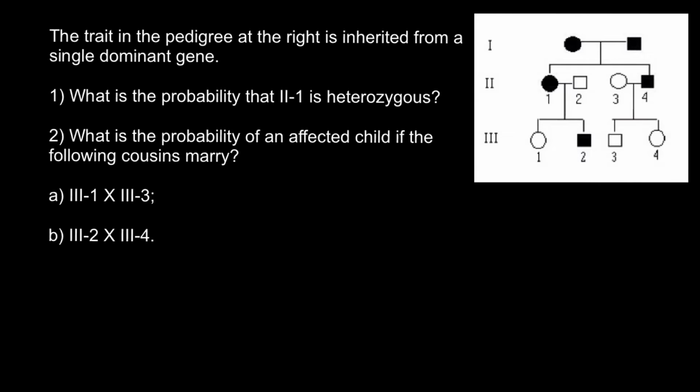The trait in the pedigree at the right is inherited from a single dominant gene. Question number 1, what is the probability that 2-1 is heterozygous? So let's take a look.